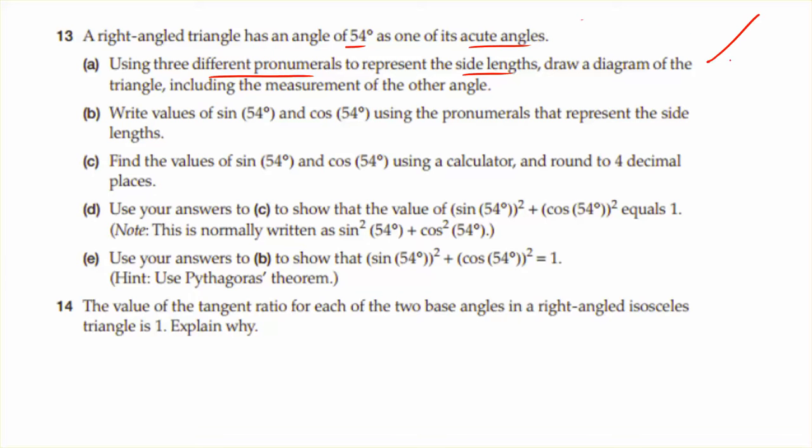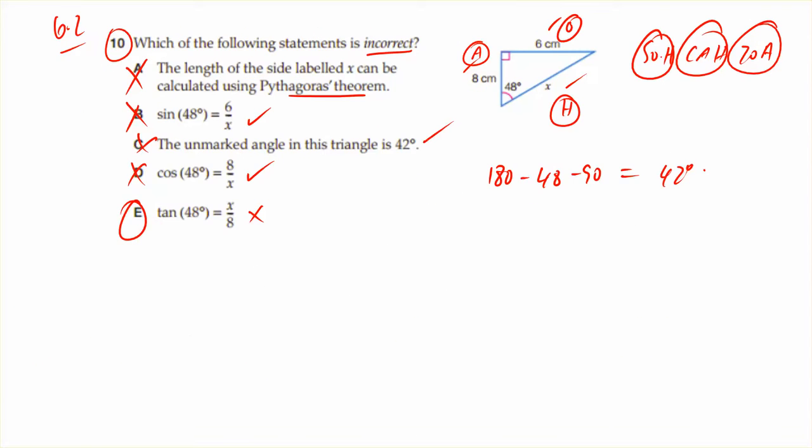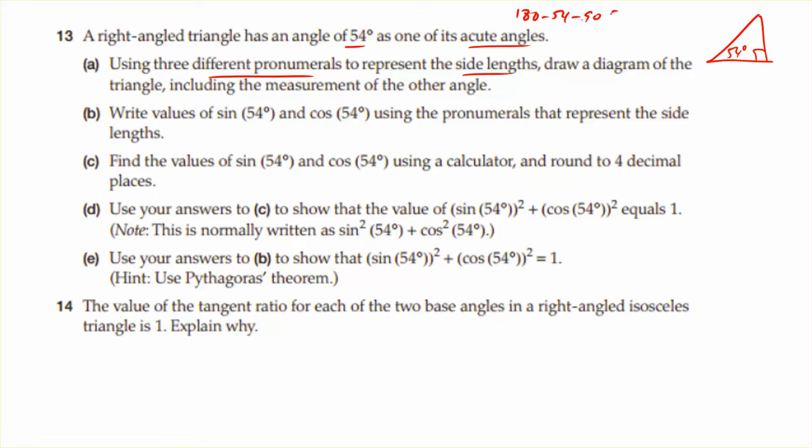So I'm going to draw a right angle triangle. I know that one of the angles is 54 degrees. It's a right angle triangle, so one of the angles is 90. And we need to find the value of the other angle. So 180 minus 54 minus 90, so that's minus 144. You need 36 degrees to make that equal to 180. So that's 36 degrees. I'm going to label this A, B, C.